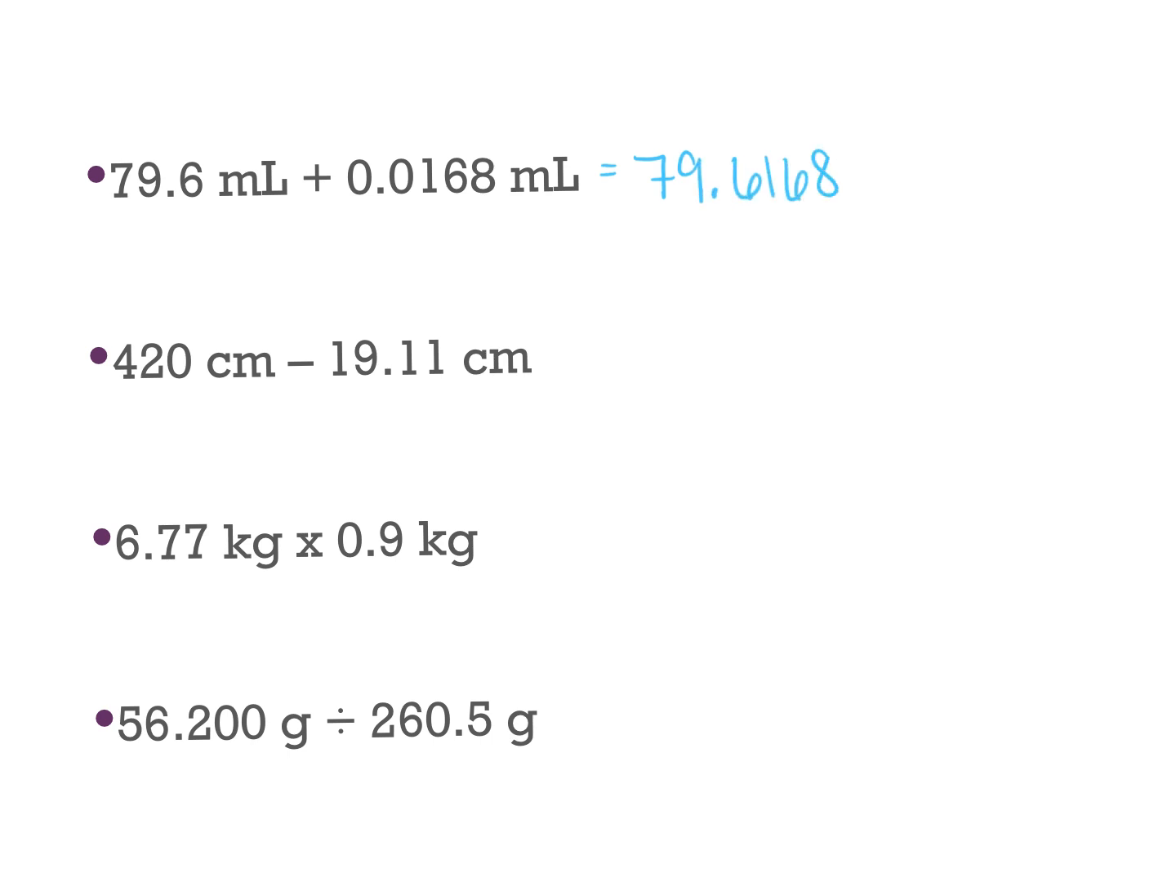Okay, so you get 79.6168. Then you need to pause and think about your rounding rules. So if you're adding, are you counting sig figs or decimals? Decimals. How many decimal places are in this number? 1. How many are in this number? 4. So how many can your answer have? 1. Okay, so 1 decimal place, and then we look to the 1. Is that going to cause you to round up or to keep it the same?